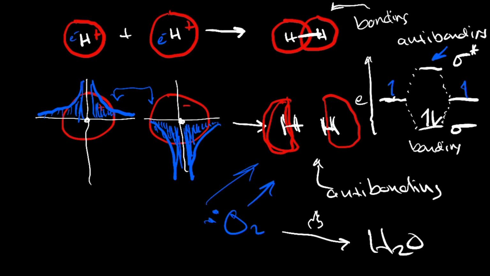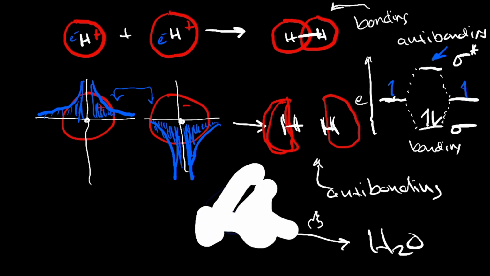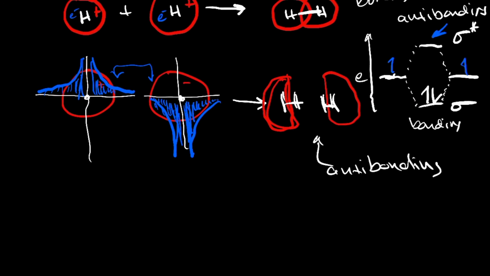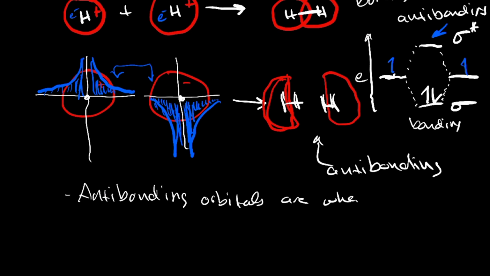So that is the point of the antibonding orbitals. The antibonding orbitals are empty orbitals that can receive electrons from other atoms so that they can do chemistry. All right? So in some senses, your antibonding orbitals are where you do the chemistry.